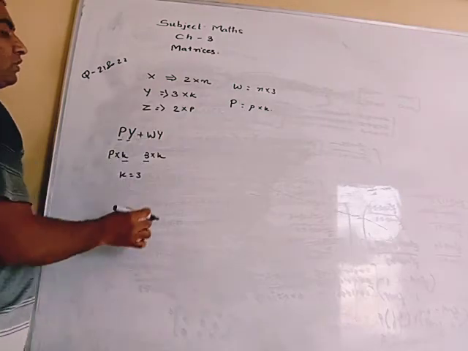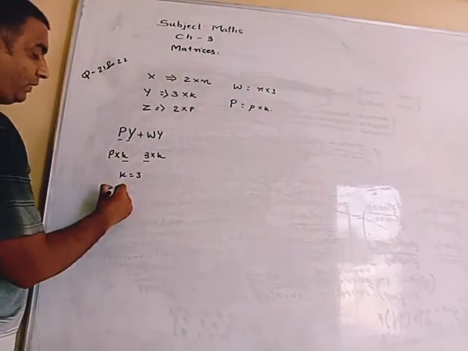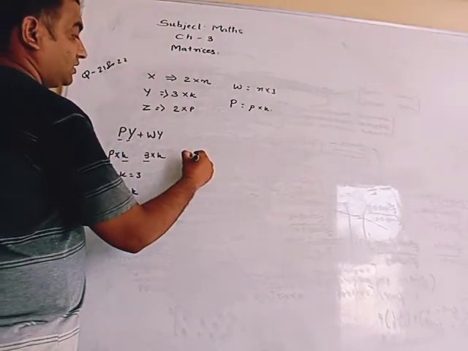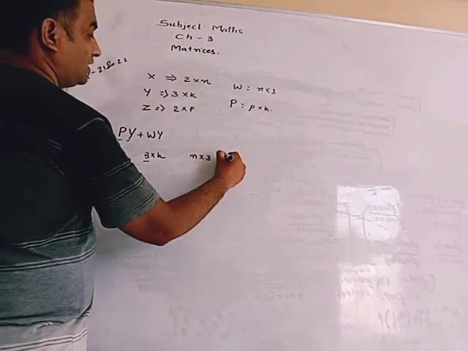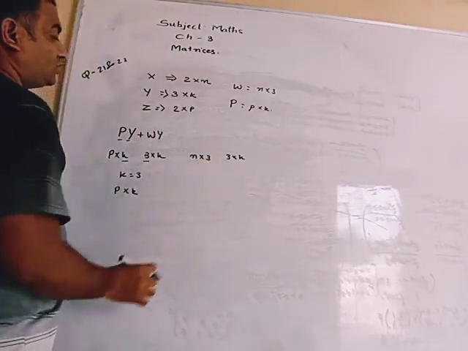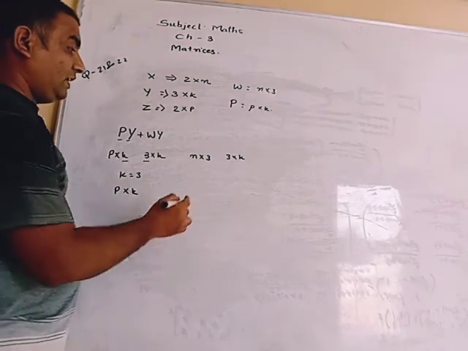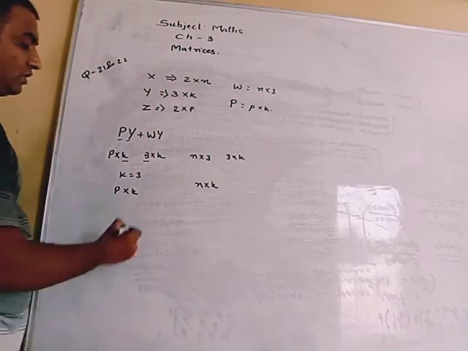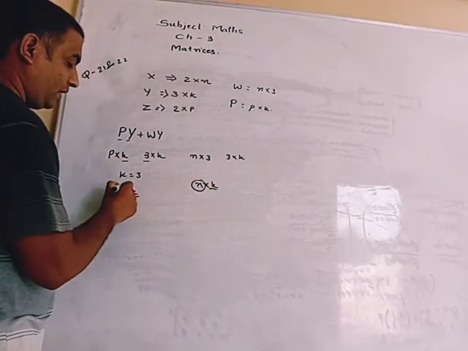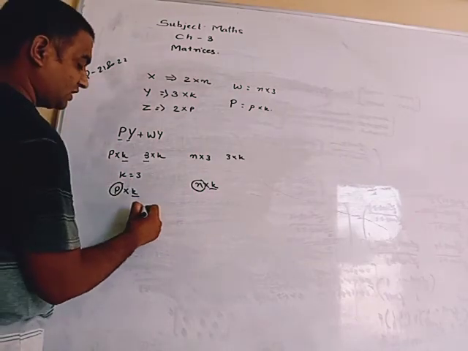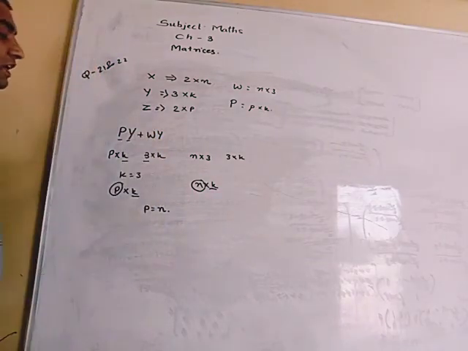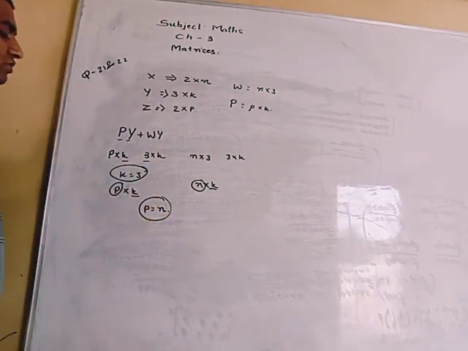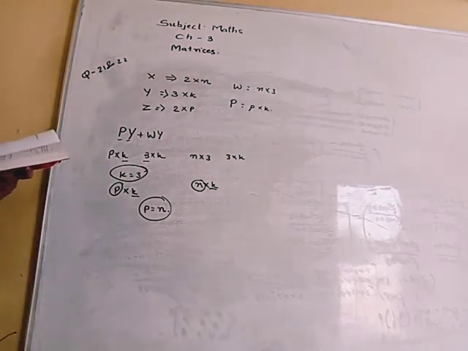Now the order of PY will be p cross k. Now WY: W's order is n cross 3 and Y's order is 3 cross k. Here 3 equals 3, so WY is defined and its order will be n cross k. Matrix addition is possible only if the orders are the same. Here k is equal, so n and p must be equal, then only it is possible. So the second condition is p equals n. So PY plus WY is possible only when k equals 3 and p equals n, and so the correct option is A.